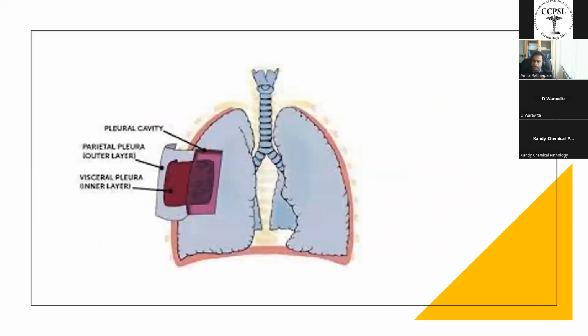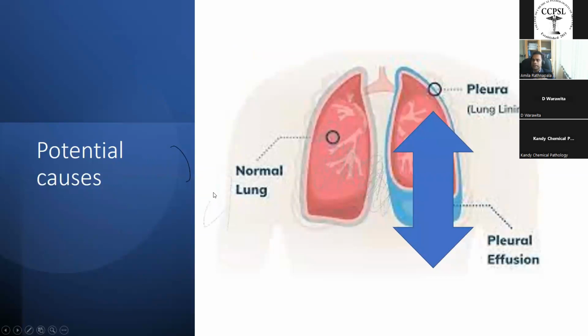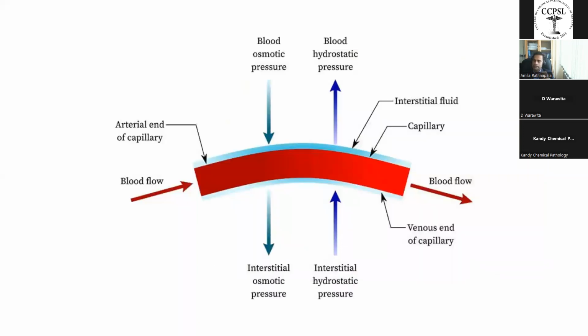So if I summarize, as we can see in the pleural cavity, there's a parietal pleura, which is the outer layer, and the visceral pleura is the inner layer. If there's increased production of pleural fluid due to various pathologies, or decreased absorption due to various pathologies, it can cause pleural effusions. So this is the physiological aspect of pleural effusion.